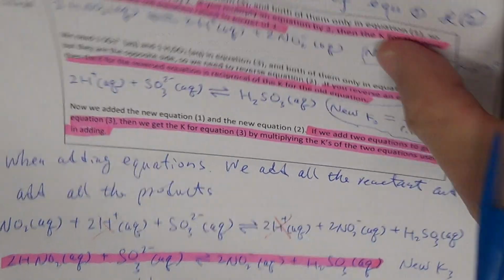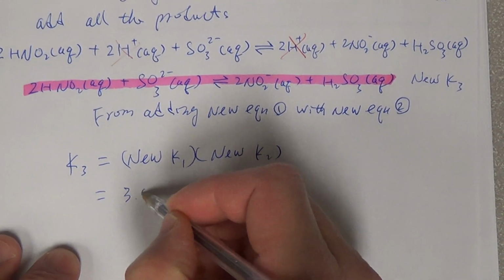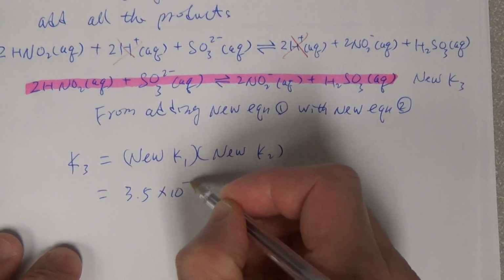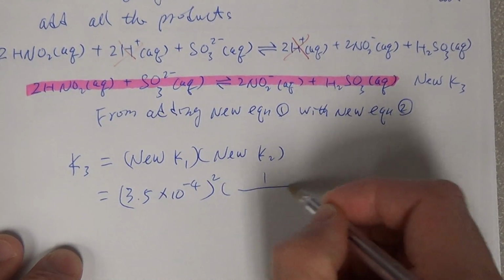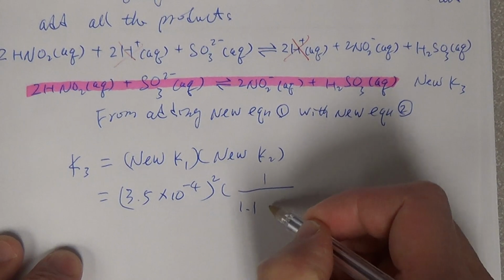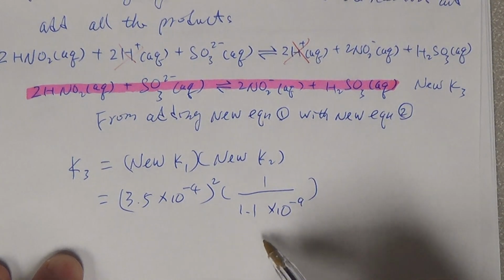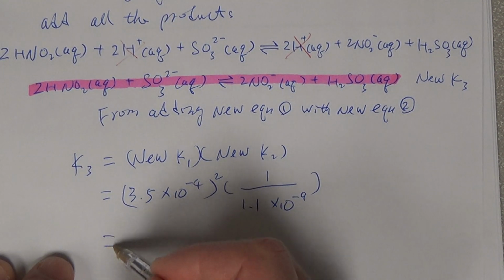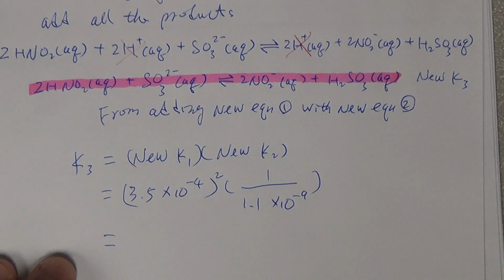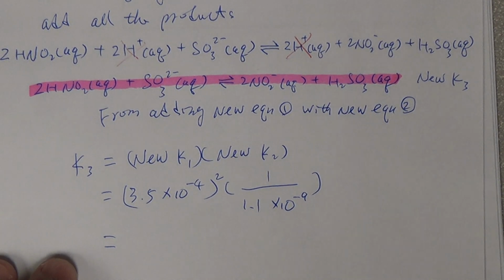Okay? And then we find that new K1 is 3.5 times 10 to the negative 4, squared. And then new K2 is 1 over 1.1 times 10 to the negative 9. So therefore, you just do this calculation, and okay, so what do you find out?